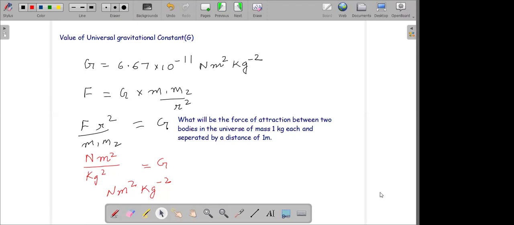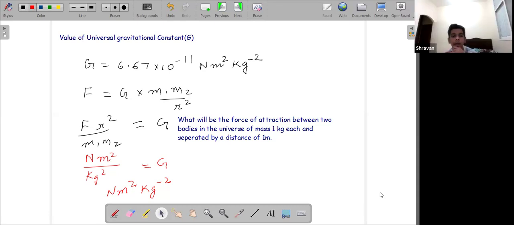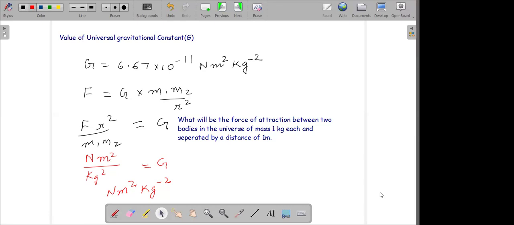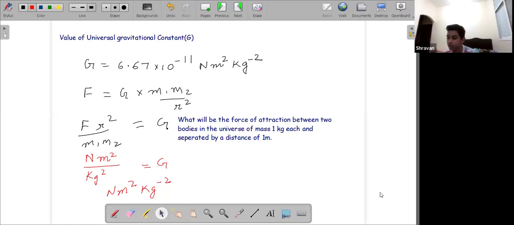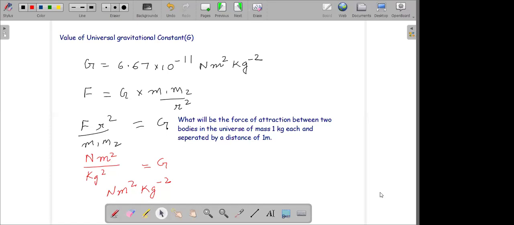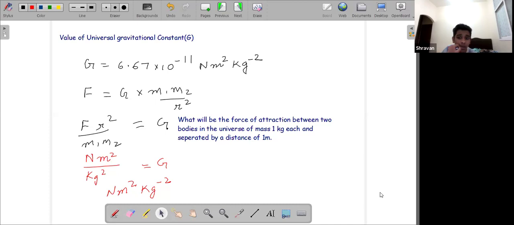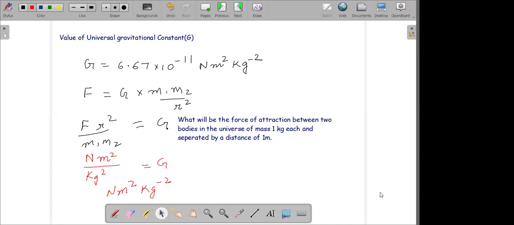What's the value of R? R is not the radius. R is the distance, so it's 1. Use everything in the formula: M1 is 1, M2 is 1, R is 1. So what do you get as the value of F now? 1. How much, Shravan? So 1.